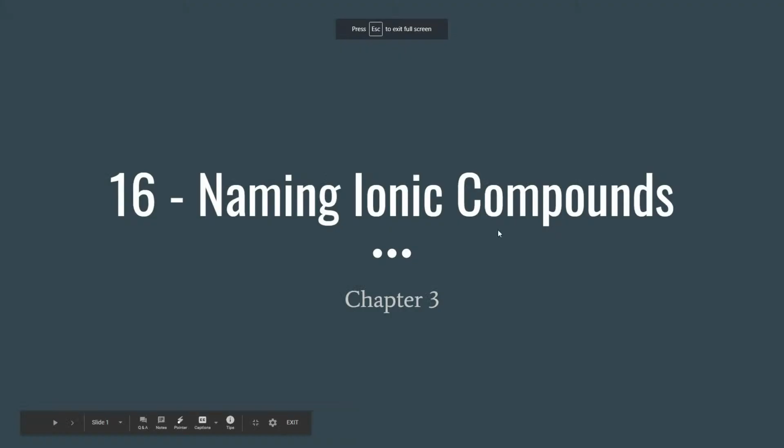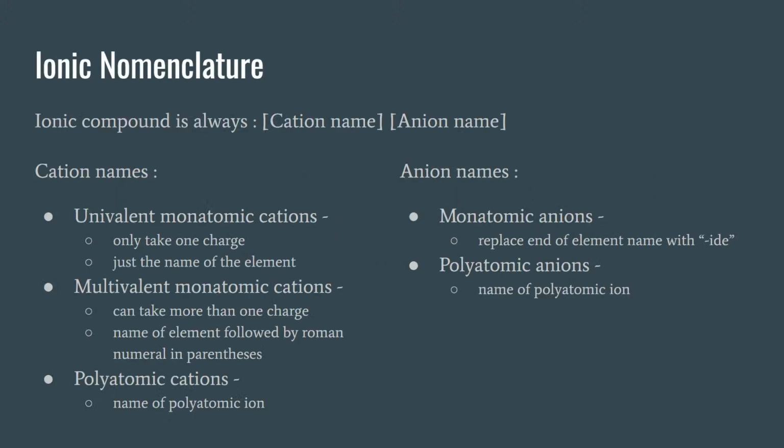So, naming ionic compounds isn't the most difficult thing in the world, but it is going to take a lot of memorization and a lot of practice. The name of an ionic compound is always going to be the name of the cation followed by the name of the anion. Remember, cation means positive ion, so we're going to mostly be talking about metals, but there are polyatomic cations. Anion means negative, so mostly nonmetals, but there are a lot of polyatomic anions.